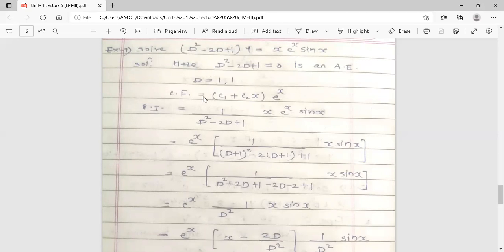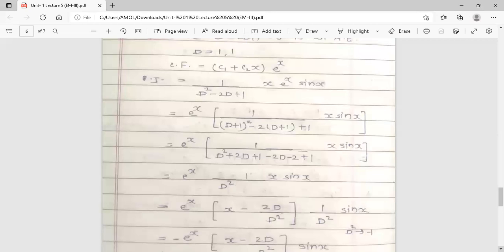So the complementary function is c1 plus c2 x into e raised to x. Using the rule of complementary function, when two roots are equal, then how to write the complementary function? We already discussed in the first lecture the rules of complementary function. So here when two factors are repeated and they are real numbers, the complementary function is c1 plus c2 x into e raised to x. Now how to find the PI?